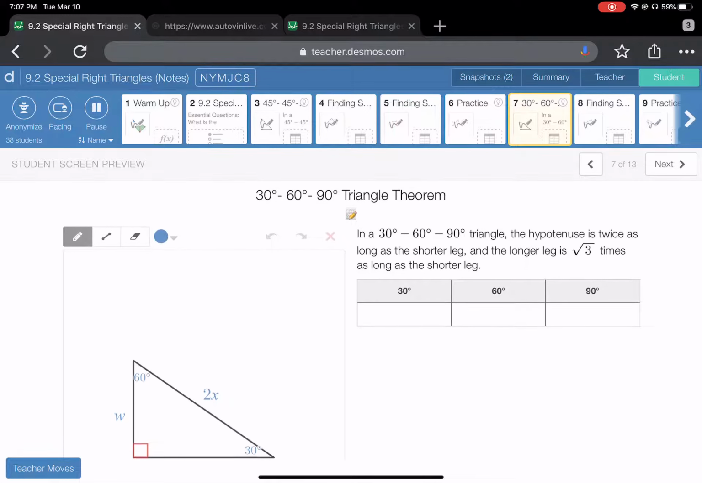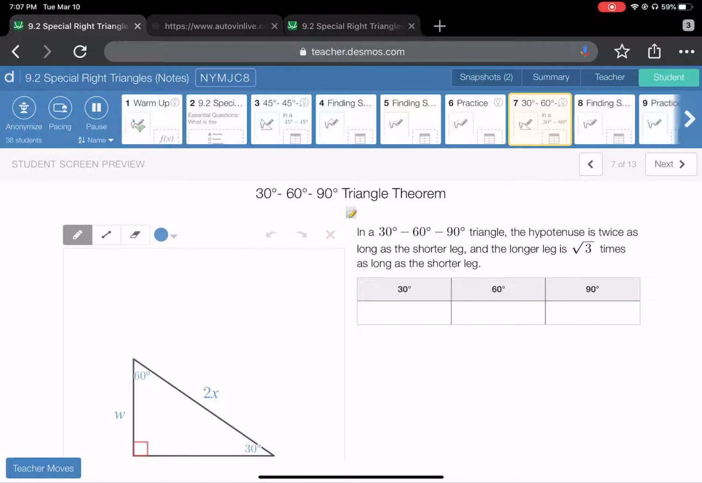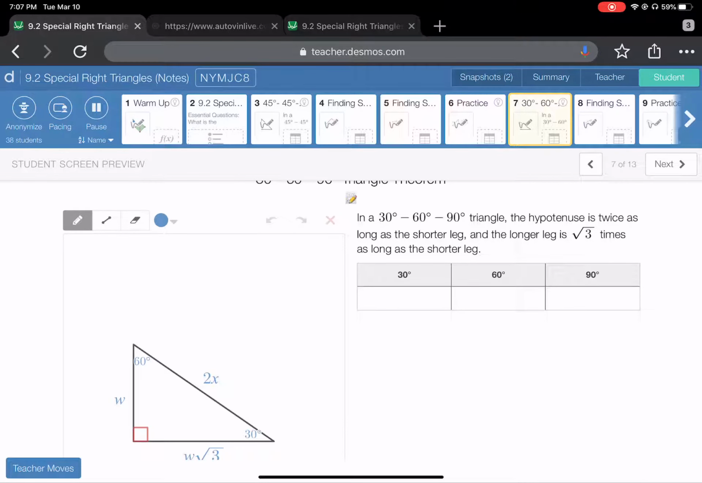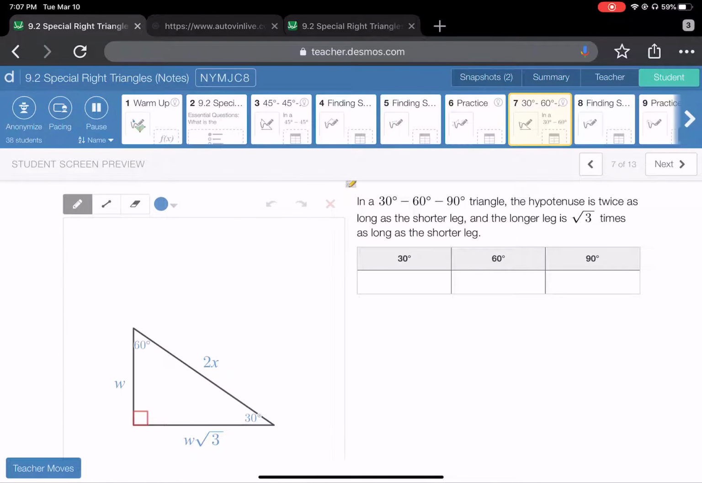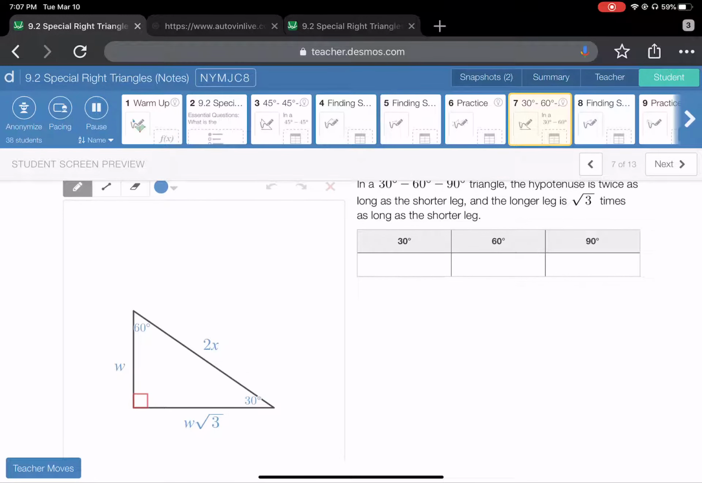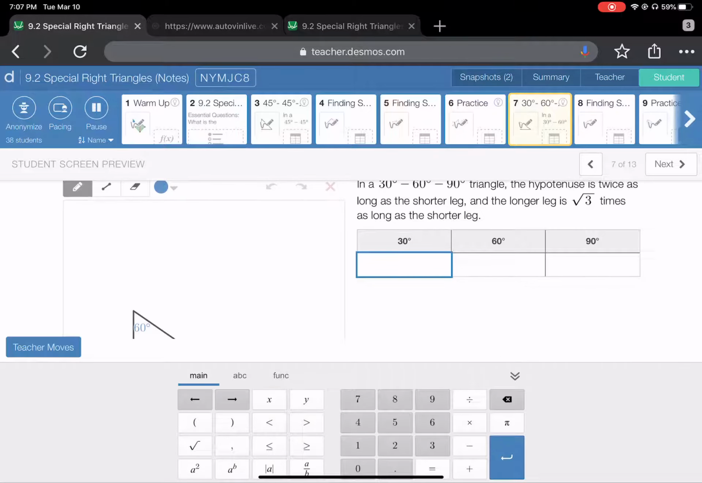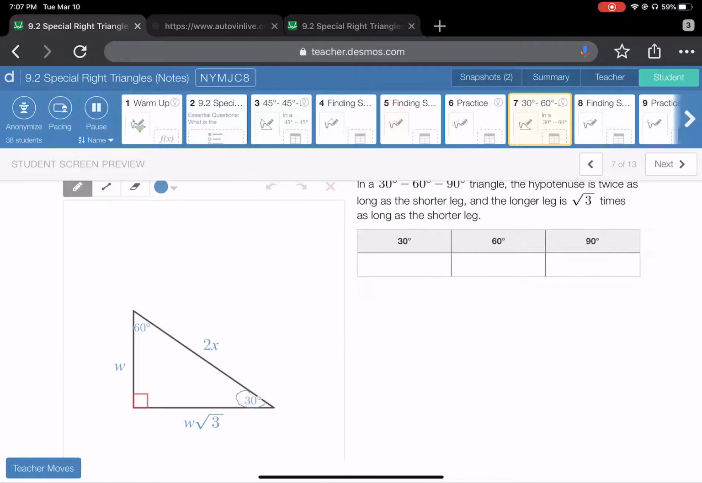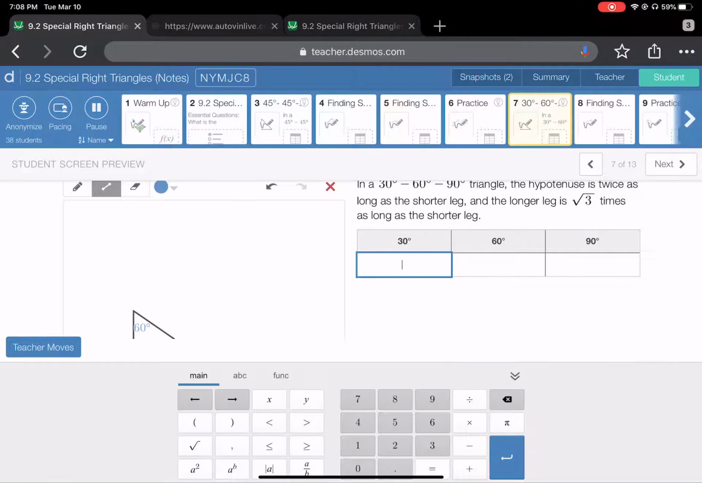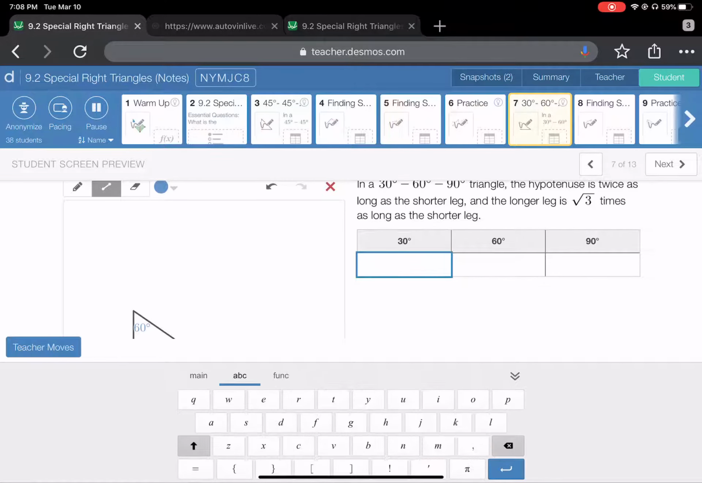Our 30-60-90 triangle theorem is when the hypotenuse is twice as long as the short leg, and the longer leg is square root of 3 times as long as the short leg. So we're going to set this up just like we did with the 45-45-90. We're going to start with our 30 degree because that's the first box we get to fill here. The side that is directly across from our 30 degree, we're going to label as W. We're going to keep that same variable, so here we're going to fill this in with W.